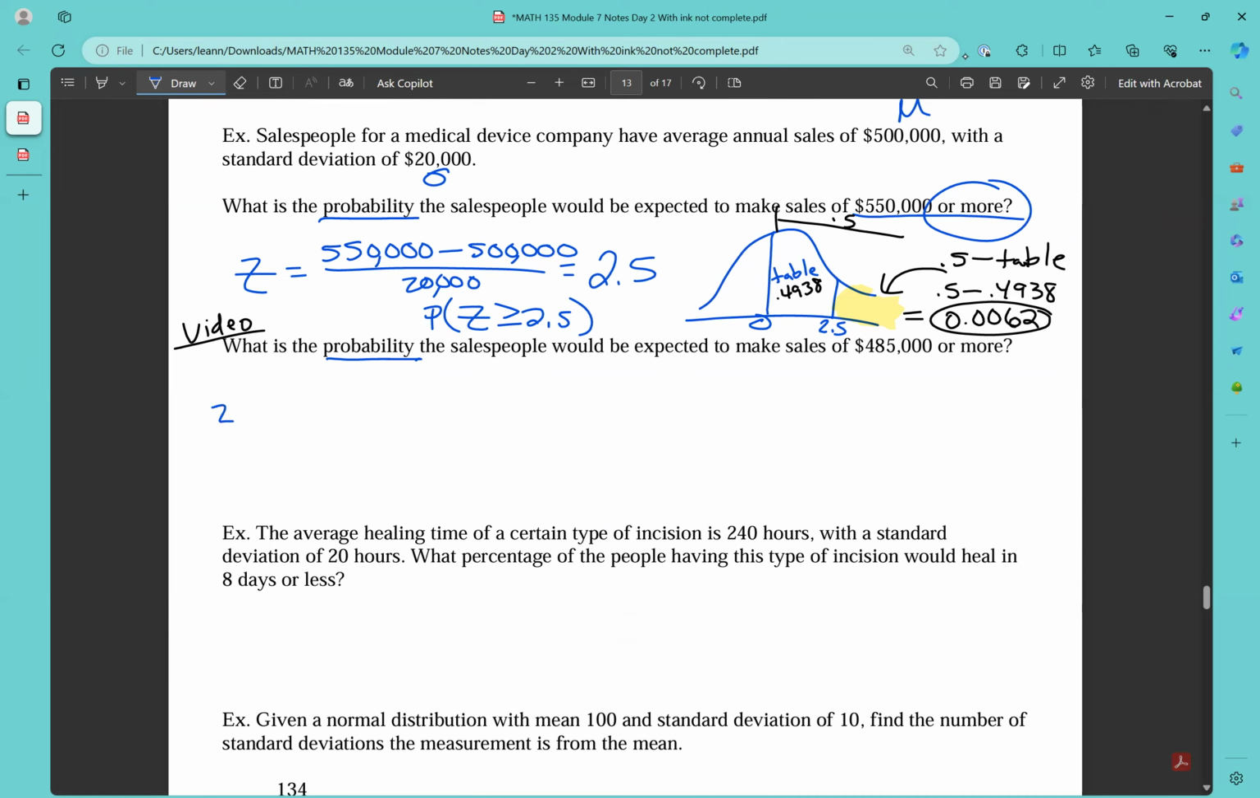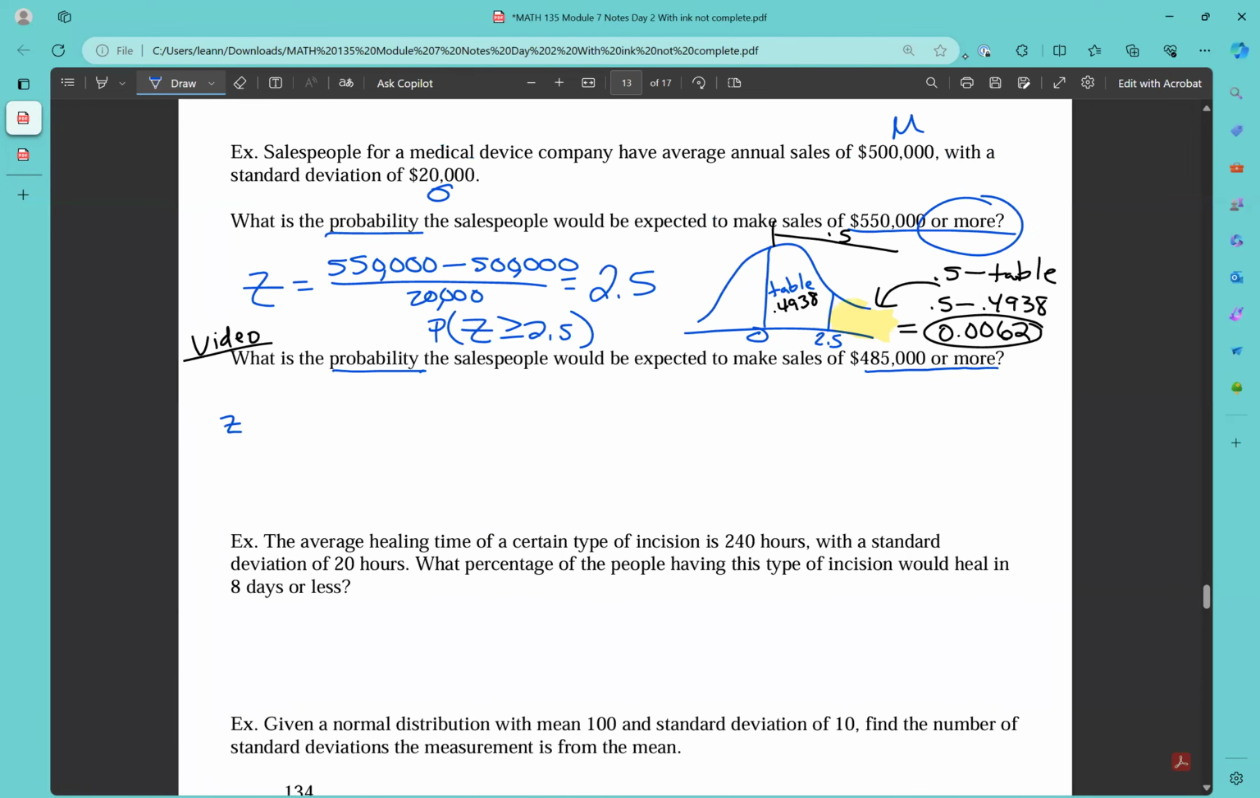So we're looking for the z-score related to 485,000 or more, which means we are going to infinity essentially. Our item in question is 485,000. Our mean was 500,000. Standard deviation was 20,000. If we work out the top and then divide by 20,000, you're going to get a z-score of negative 0.75. Visually, when you're at 0 and you go down to negative 0.75, you're going below the mean.